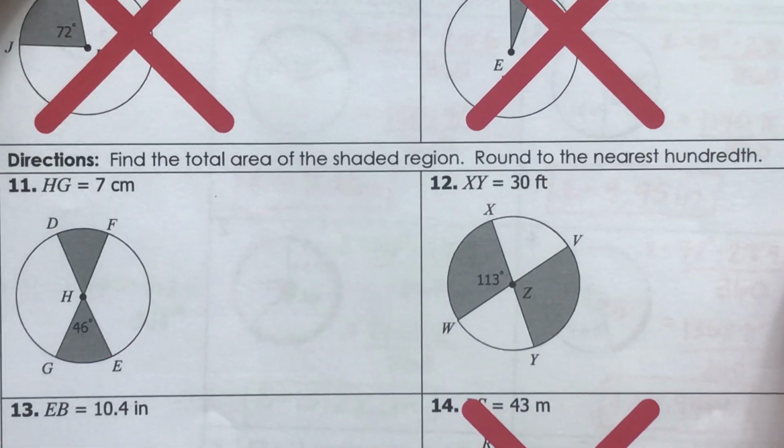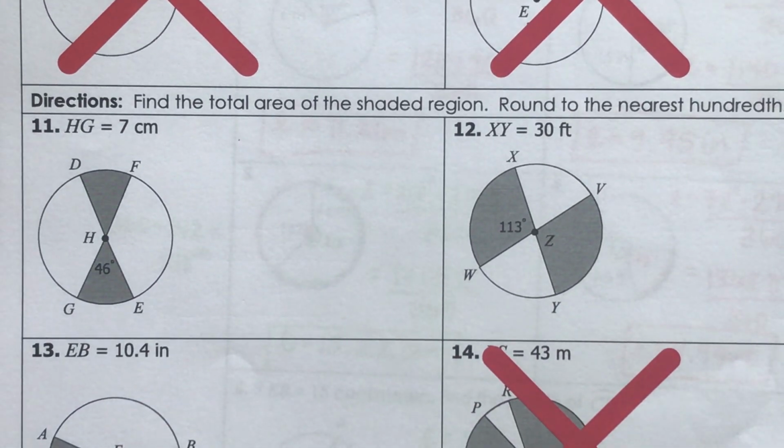For these problems, we're going to notice that there's more than one shaded area. So we're going to find the shaded area of one spot, the shaded area of the second spot, and then we're going to add those 2 areas together.